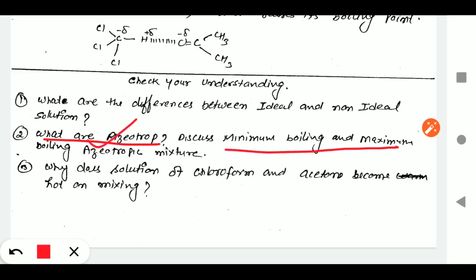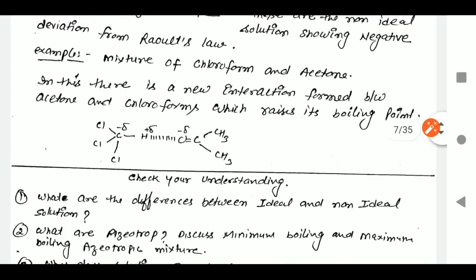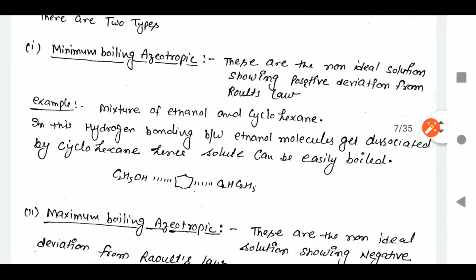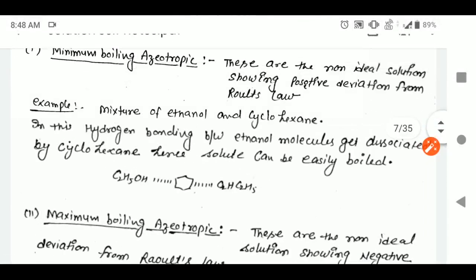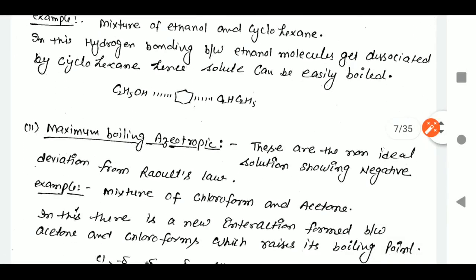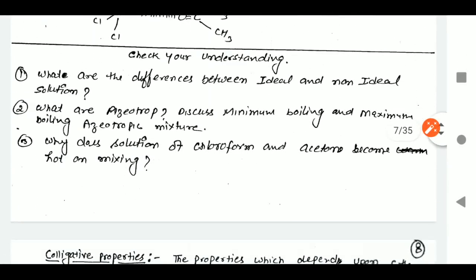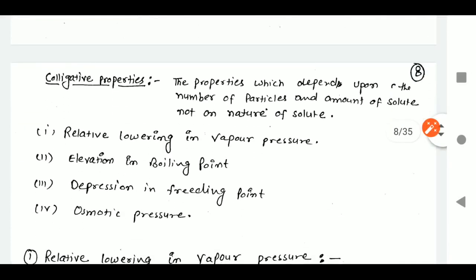Minimum boiling azeotrope. Again, these are the minimum boiling azeotropes, this one. Minimum boiling azeotrope and maximum boiling azeotrope we have already discussed. Now come to the colligative properties.